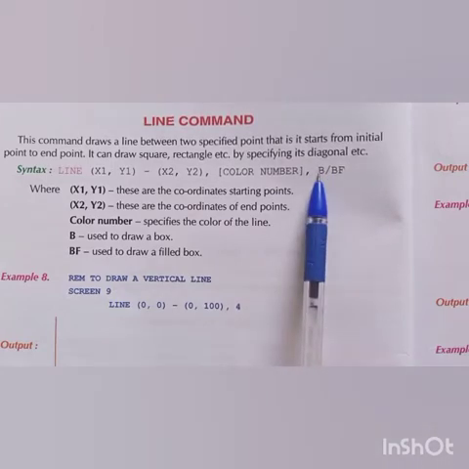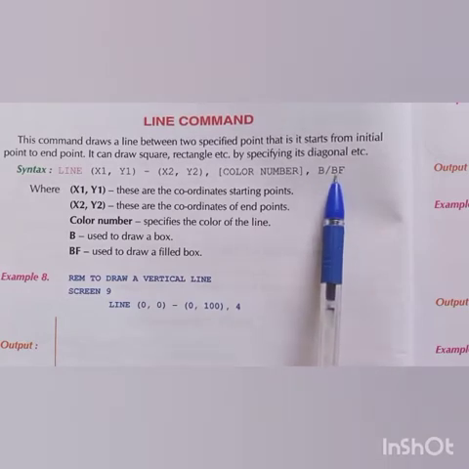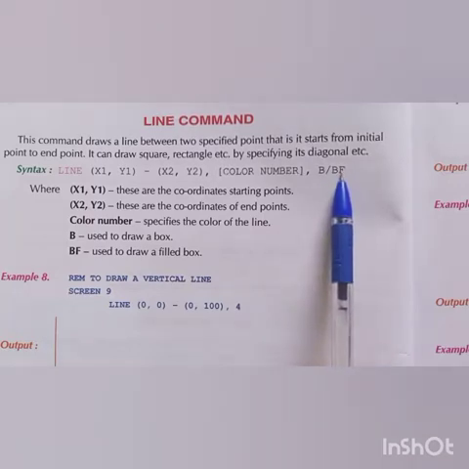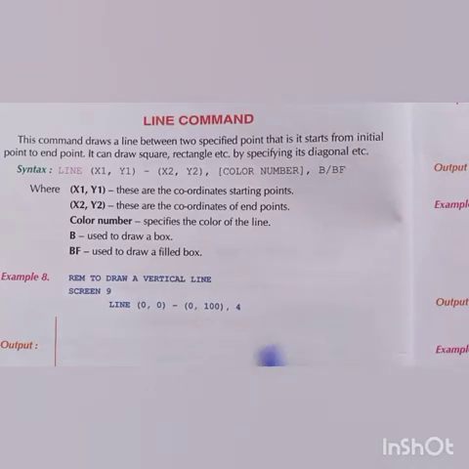If we are writing B, that means this line command is going to be used for drawing a box, an empty box. And if we write BF, that means box filled. Here we will be getting a box that will be filled. So that means if a box will be drawn, that will be a square or rectangle drawn on the screen. But we are going to first see only a simple line.